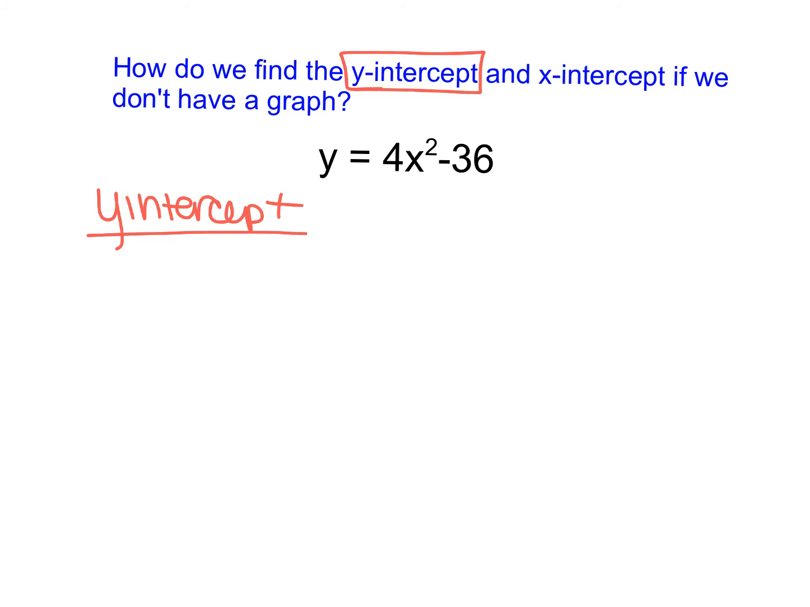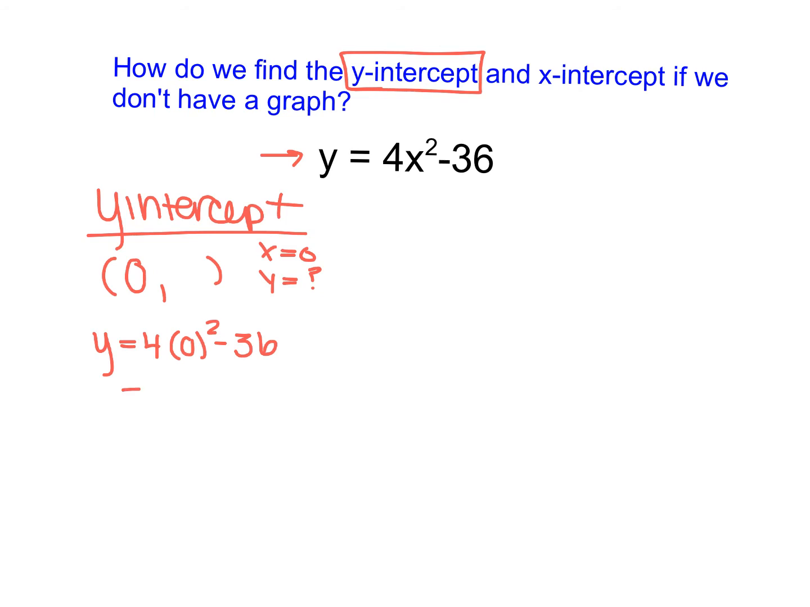Well, I know my y-intercept is a point, and it's the point where I cross the y-axis. And I know that every point on the y-axis has something special about it: x is equal to 0. So essentially I want to find the y value that corresponds with x equal to 0 to make this particular equation true. So I'm going to take that original equation and substitute x to be 0, and then solve to find what y is when x is 0.